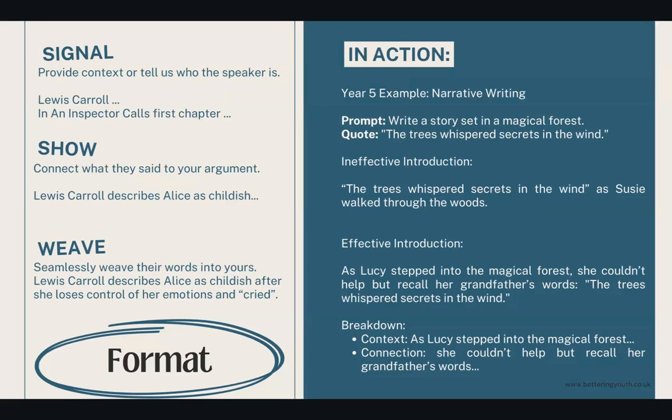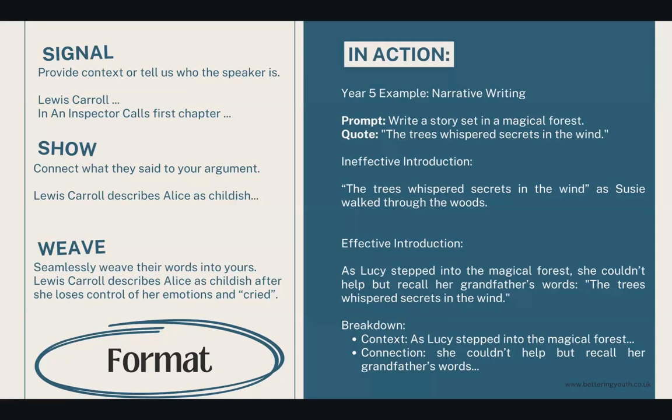The next thing we do is show. We connect what the author is saying to our own argument. Lewis Carroll describes Alice as childish. Okay, we have set ourselves up. We have said who the speaker is. We have said what the context is and what we are about to discuss.